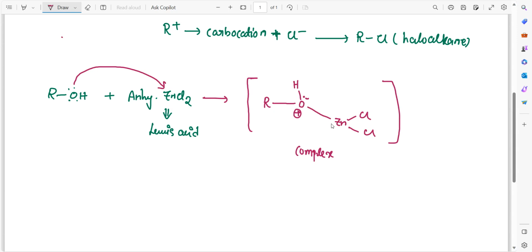To neutralize this positive charge, the bond between the alkyl group and oxygen shifts towards this side. So we form R plus and Zn OH Cl2. Here this acts as the OH.